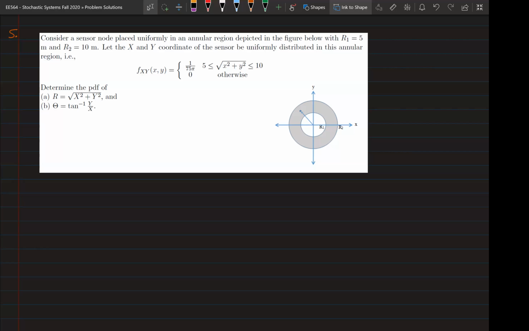Okay, so this is problem number 5 from the same homework. This is a slight play on one of the problems that we've done earlier, so a slight twist of it. You're given X and Y, which are uniformly distributed inside this annular region that you see here. Inside this region is where X and Y are distributed, and uniformly distributed, right? This is the same height up top, okay?